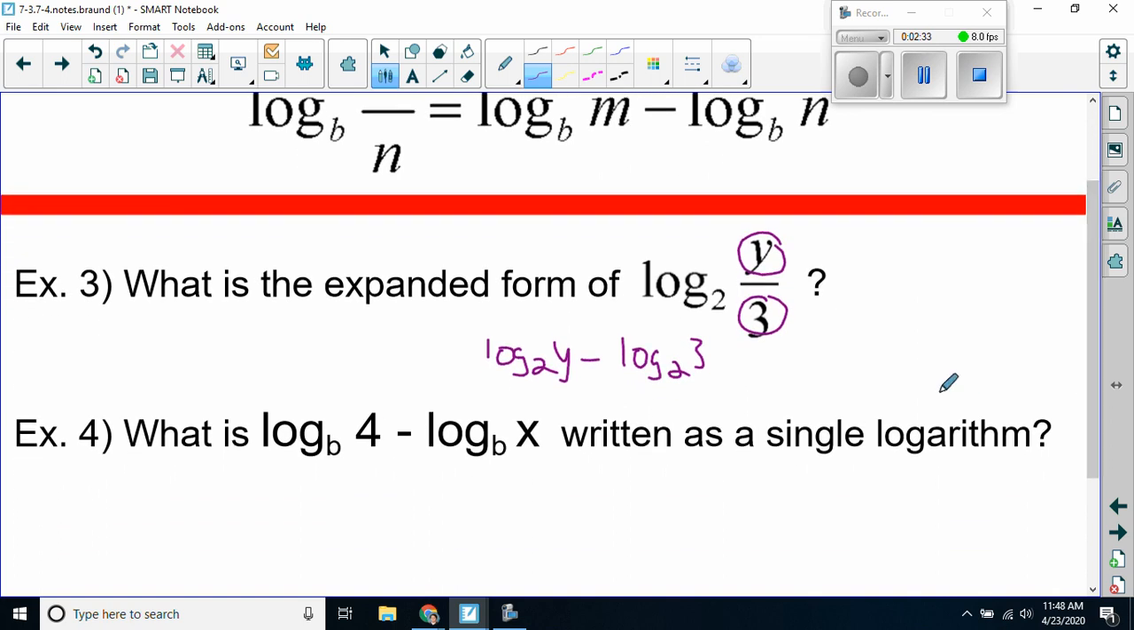So to go the other way, if I have log base b of 4 minus log base b of x, again, I don't even know what my base is here, but it's both b, so I can still use this property and write it as one log. I don't have to know what my base is. So I got log base b of 4 over x, and I'm dividing because this is a subtraction. So that'll tell you what to do to put it together into one.